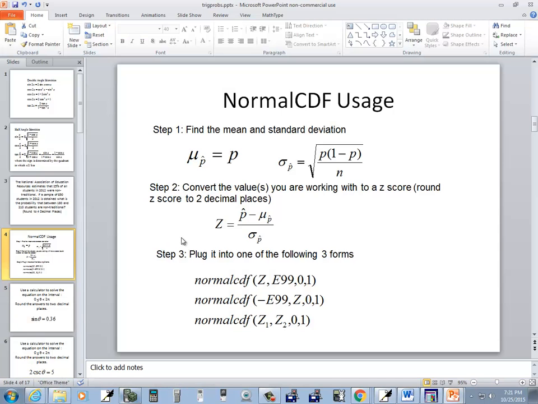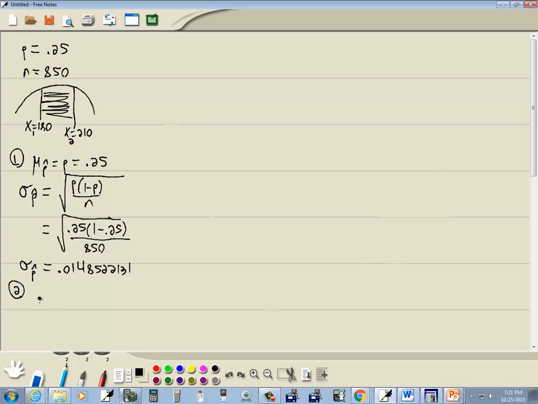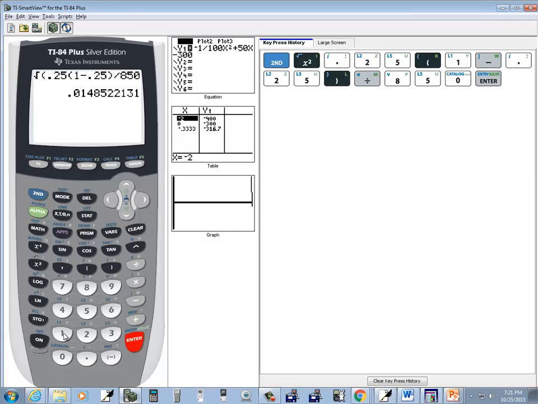Now for step 2, we need to find the z-scores, and we're going to find two since we have two values, but we need p hat. Specifically, we're going to have two p hats, p hat sub 1 and p hat sub 2, because we've got two x values up here. Now p hat sub 1 is going to equal x sub 1 over n. We said that was 180, over n, which is 850. So that's 180 divided by 850.